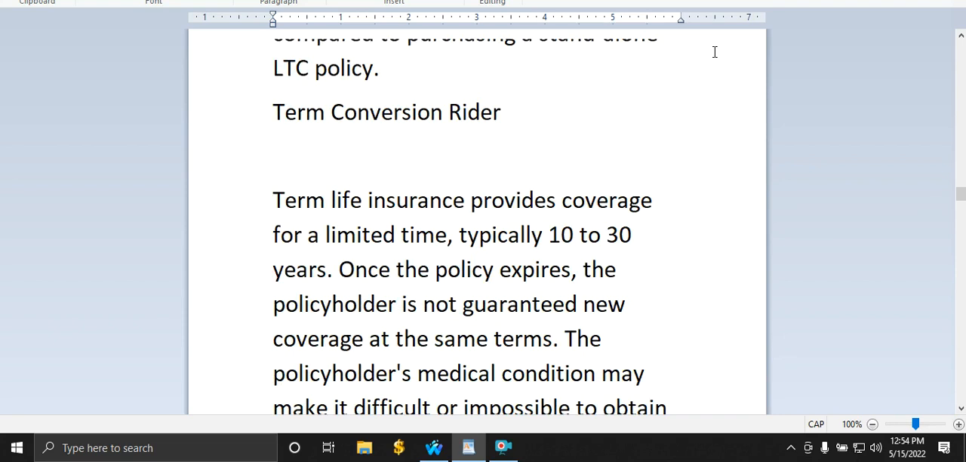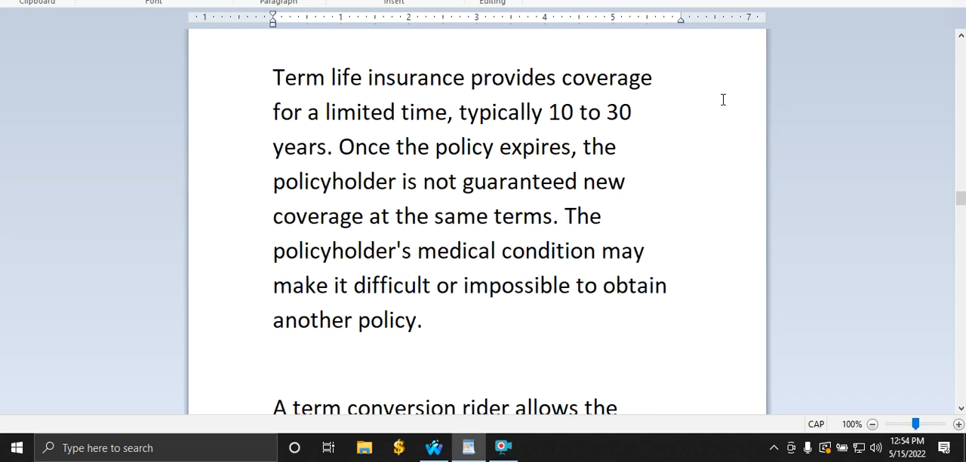With the term conversion rider, term life insurance provides coverage for a limited time, typically 10 to 30 years. Once the policy expires, the policyholder is not granted new coverage at the same rate. The policyholder's medical condition may make it difficult or impossible to obtain a new policy.